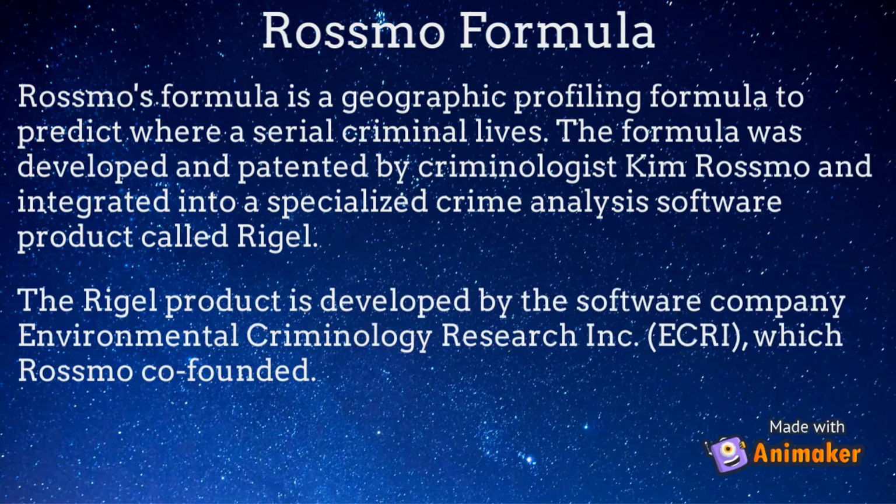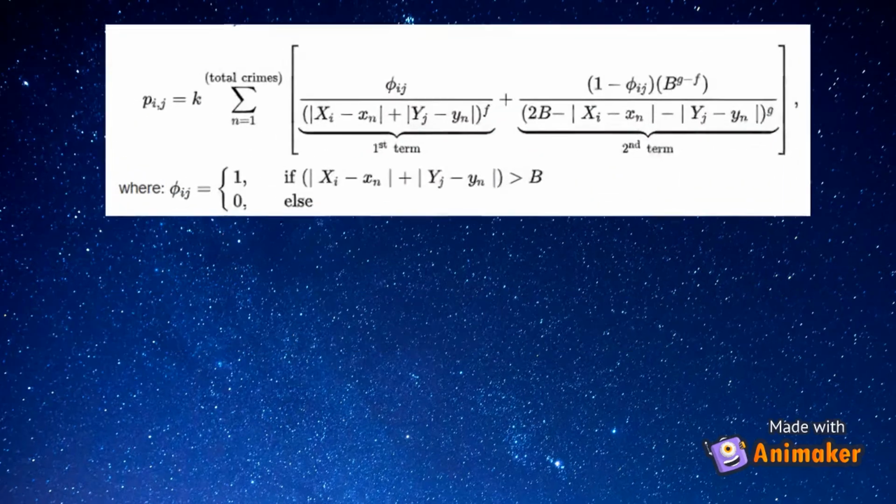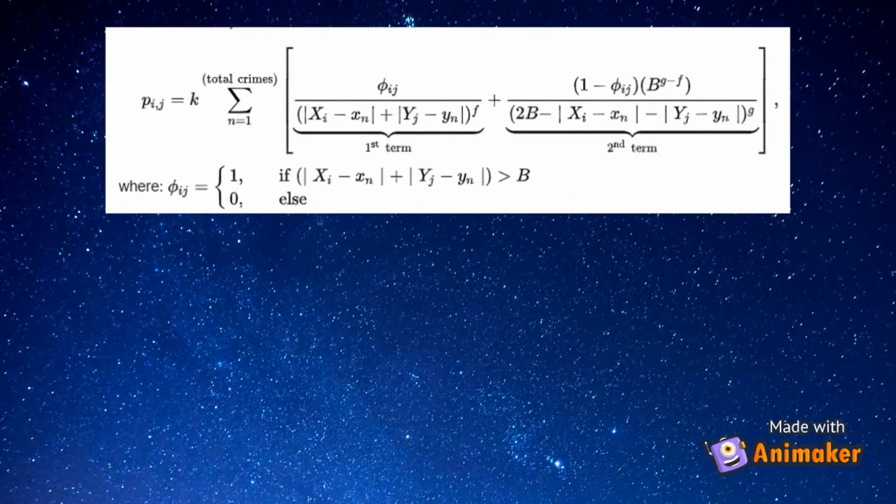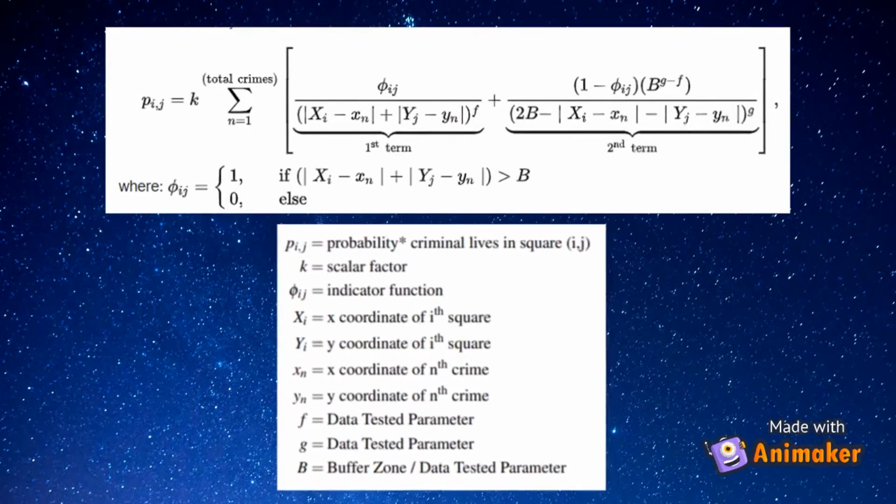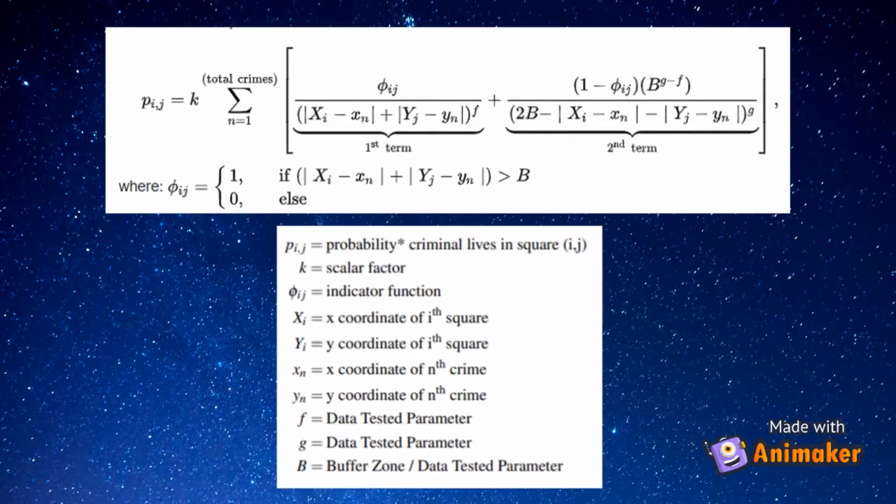So now let's get familiar with the Rosmo formula. Let's understand each variable. Parameters F, G and B are to be determined by backtesting the formula on local crimes. By doing this, you can calibrate the formula to your local area.